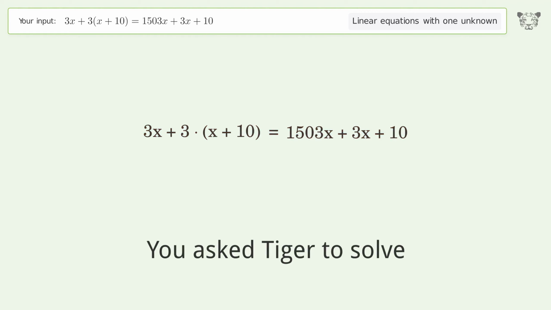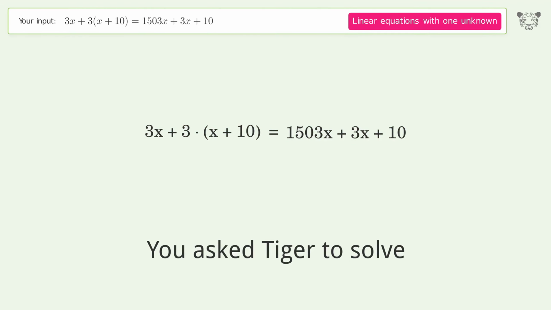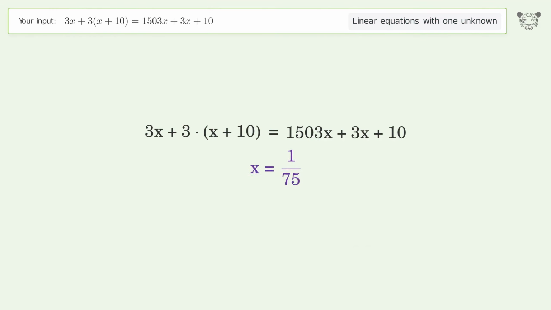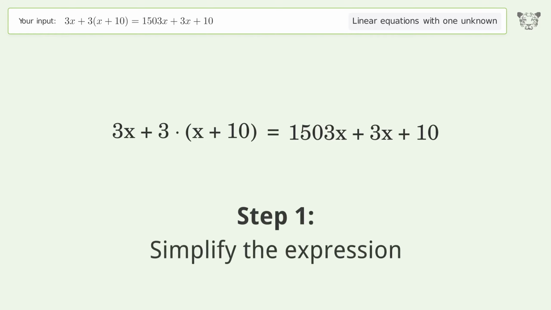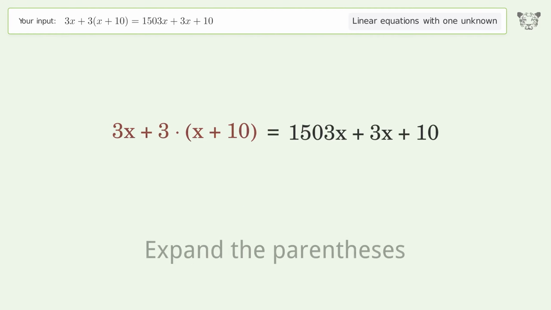You ask Tiger to solve. This deals with linear equations with one unknown. The final result is x equals 1/75. Let's solve it step by step. Simplify the expression. Expand the parentheses.